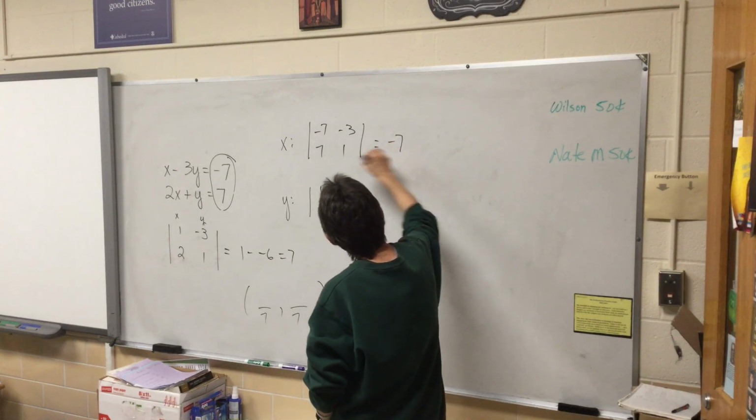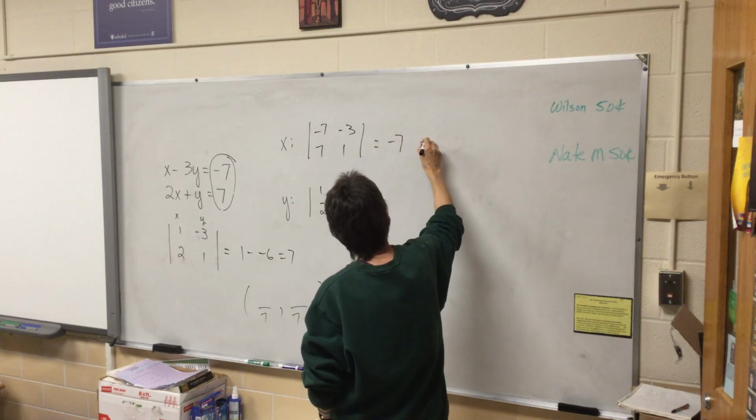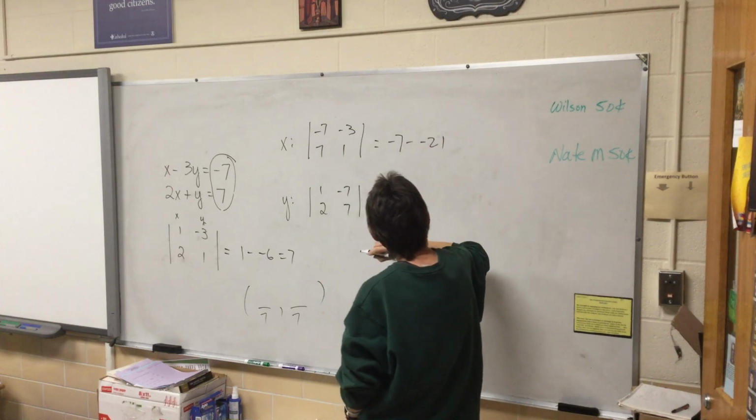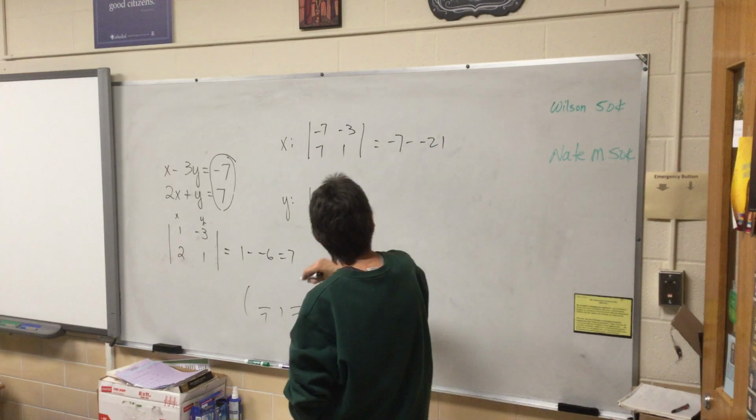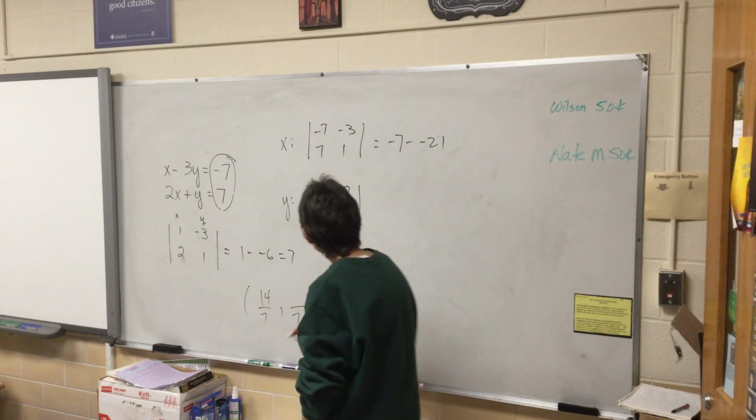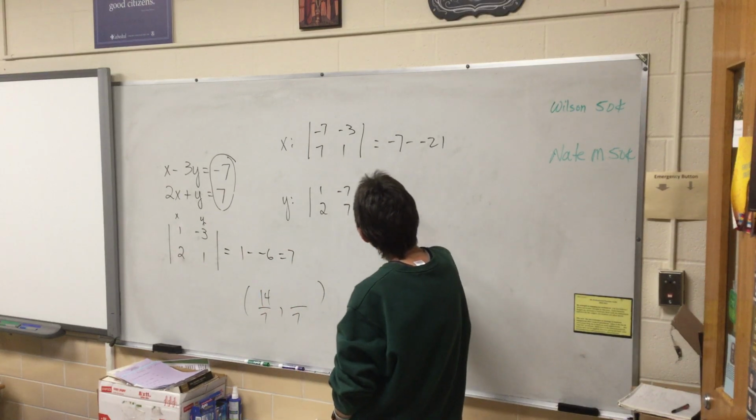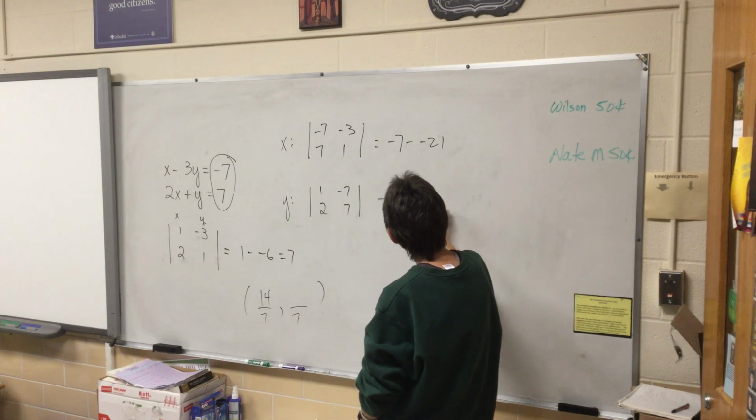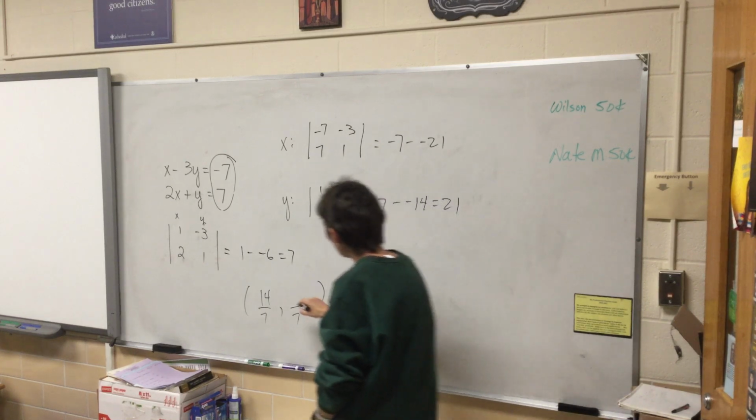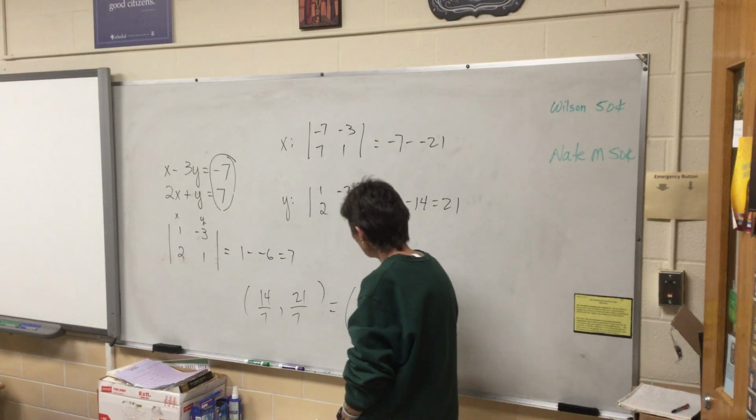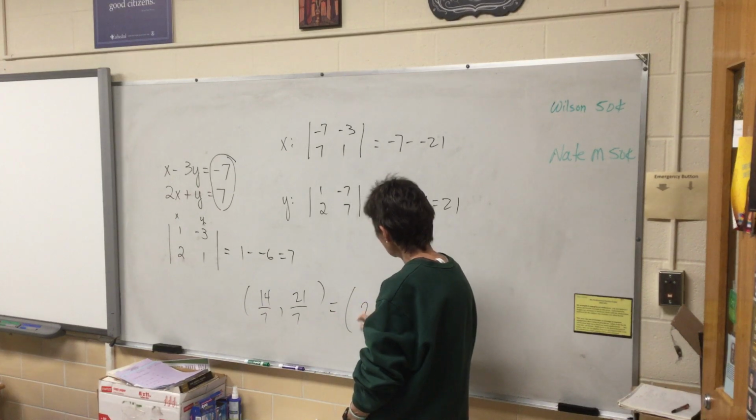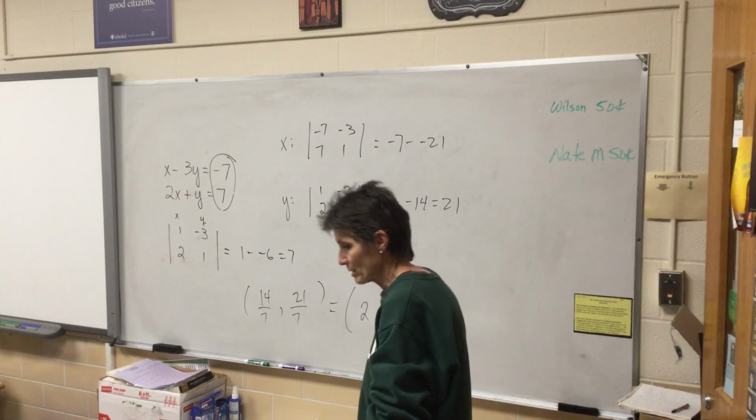So I've got negative 7 on the downs. I got negative 21 on the ups. I subtract and get 14. And then I've got 7 on the downs and negative 14. So when I subtract, I get 21. Then I reduce. So the answer to the problem, amazingly, is 2, 3.